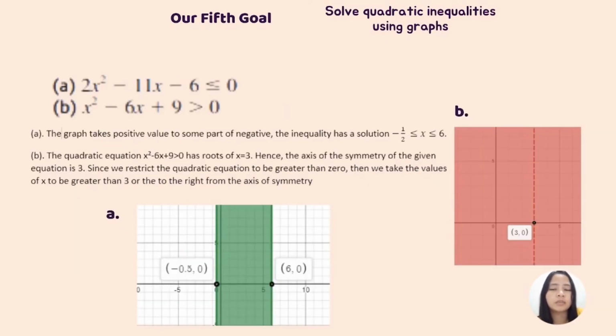So let's have another example. 2x squared minus 11x minus 6 less than or equal to 0. The quadratic function takes negative values when the graph is below the x-axis. So the inequality has the solution negative 1/2 less than or equal to x less than or equal to 6. The values of negative 1/2 and 6 must be included in the solution since we have required the quadratic to be less than or equal to 0. So another problem, x squared minus 6x plus 9 greater than 0. The solution is x less than 3 or x greater than 3.